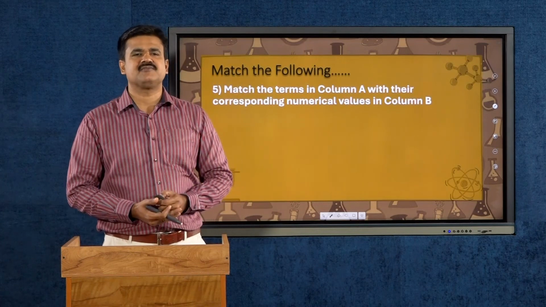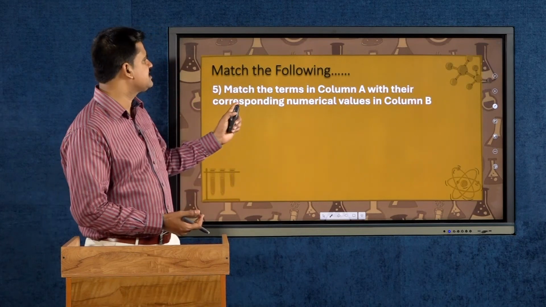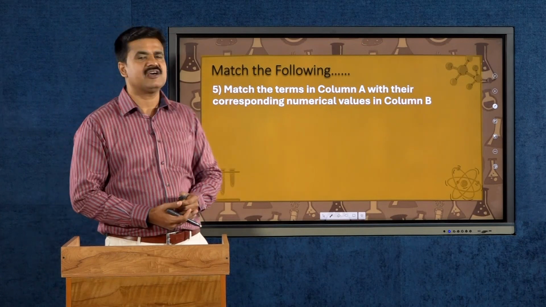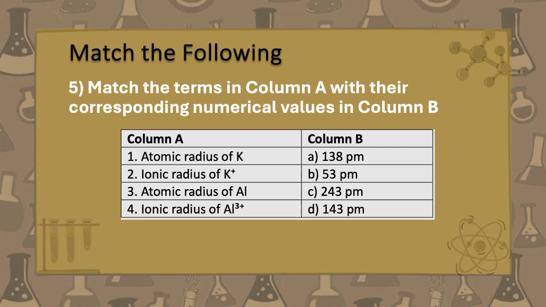This is a match the following type of question. Match the terms in column A with their corresponding numerical values in column B. Column A represents the atomic radius of K, K+, Al and Al3+. Column B represents some numerical values, and you have to compare based on the logic you have learned. Cations have smaller size than the corresponding atom. Anions have bigger size compared to the size of the atom. Higher the nuclear charge, size will be small.